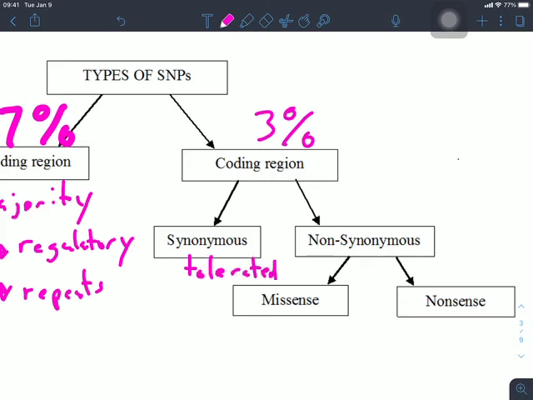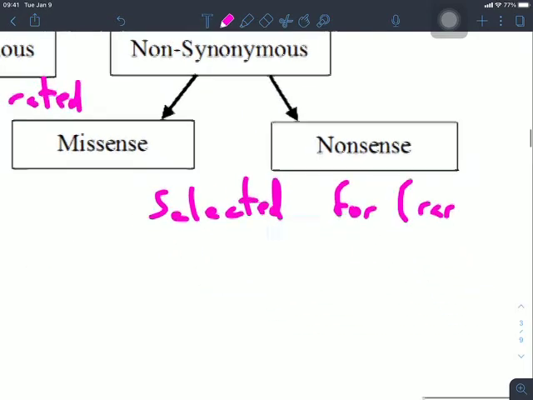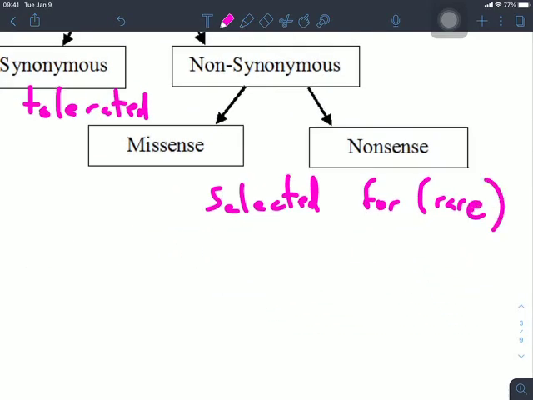Whereas non-synonymous SNPs can be selected for in cases that are very rare.